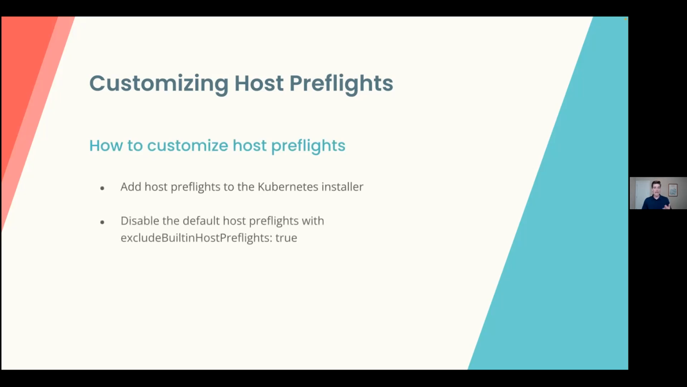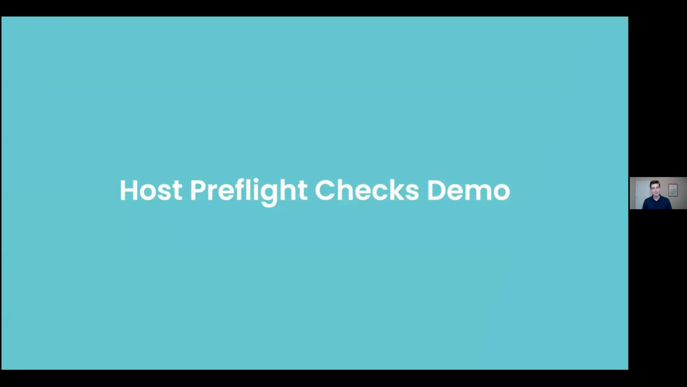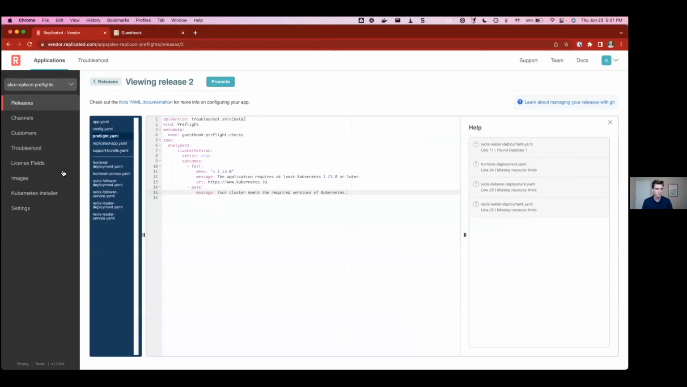And ultimately, you can add host preflights to your Kubernetes installer. You can also disable the defaults with exclude built-in host preflights and setting that to true. And ultimately, putting these two things together yields 3 options. You can disable them all together. You can run the defaults in addition to custom ones that you define, or you can disable the defaults and just run an entirely custom suite of host preflights. And I'm going to show this in the demonstration as well to make it a bit more clear.